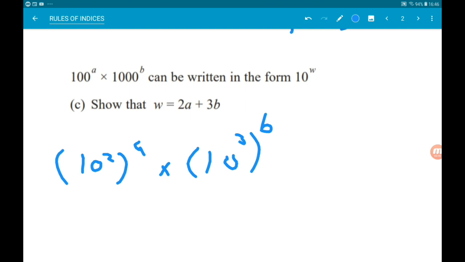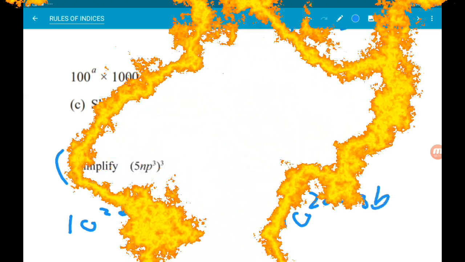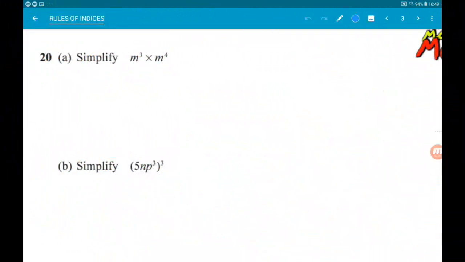If we simplify the powers, we've got 10 to the 2a times 10 to the 3b. Which is indeed 10 to the 2a add 3b. Cool. Okay, page 2, part A. Simplify m cubed times m to the power 4. Just add the powers, m to the power 7.